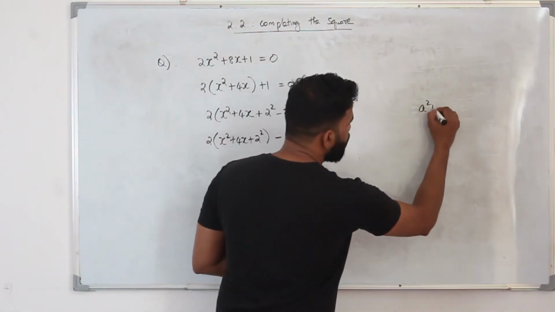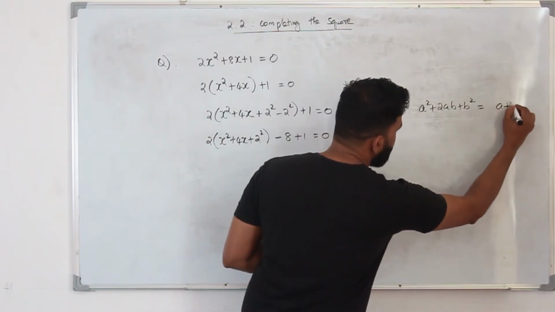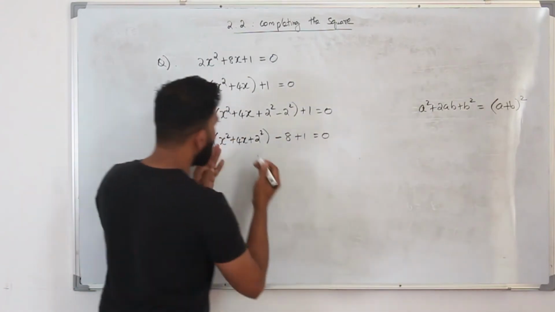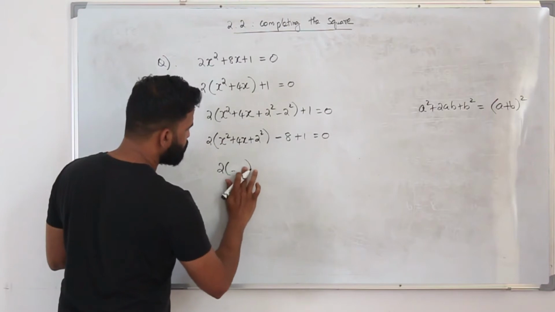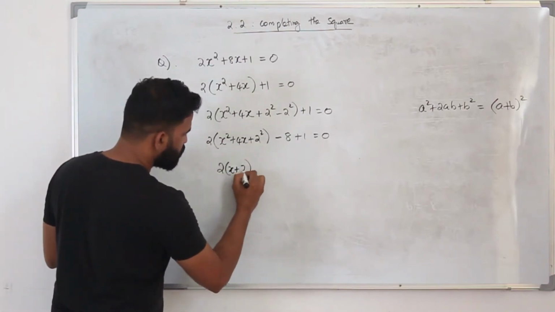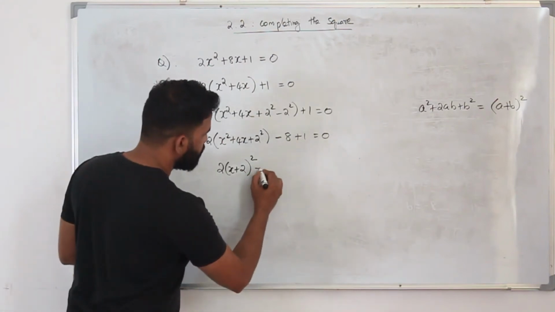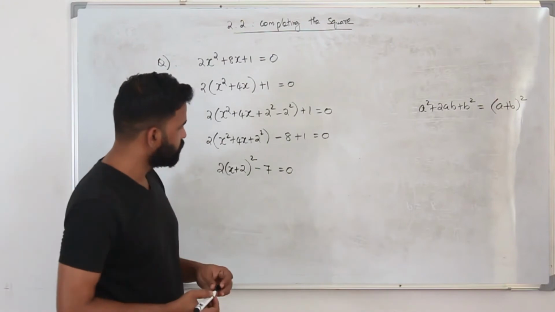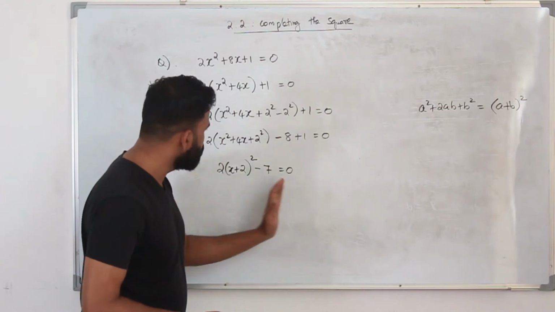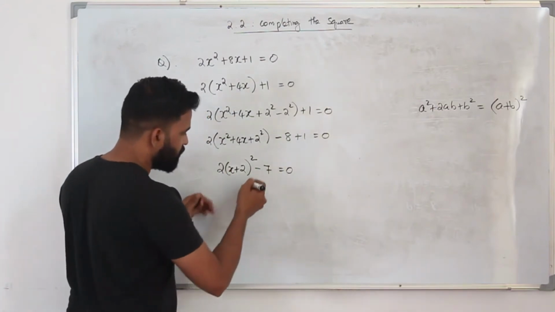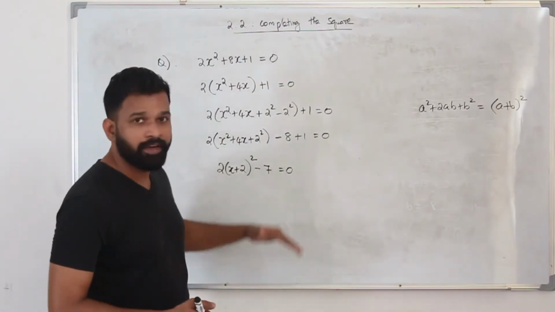You can write this using algebraic identities. If you have a square plus 2ab plus b square, this equals a plus b whole square. So you can write this term as 2 times, x plus 2 whole square, and you have minus 7. Minus 7 equals 0. So you got this. Now you can solve easily. Bring the minus 7 here and the 2 here, and take a square root on both sides. This is what is called completing the square.